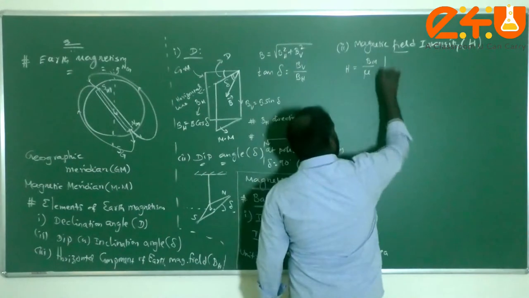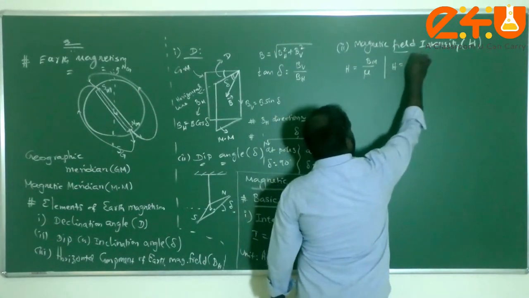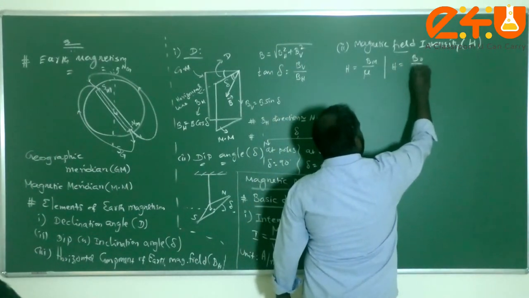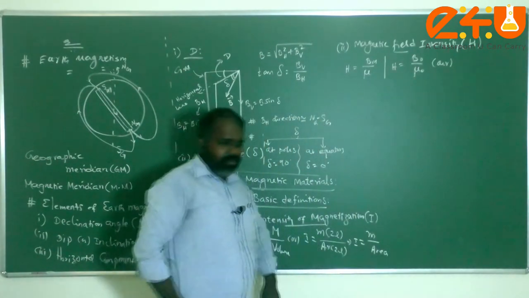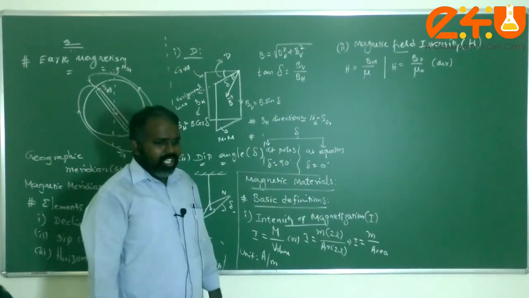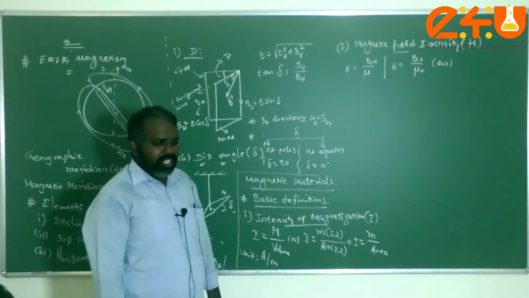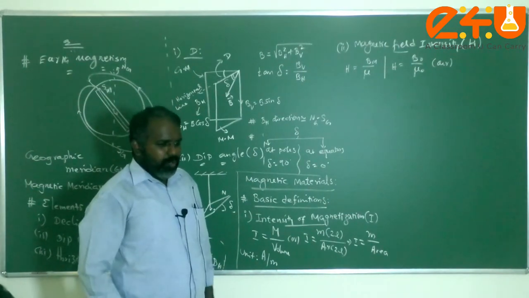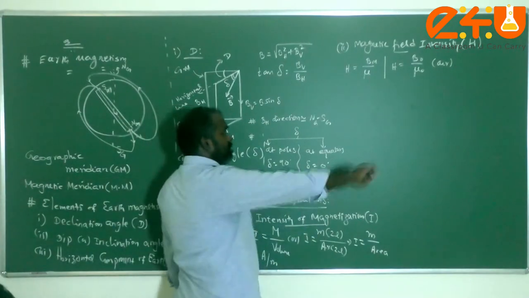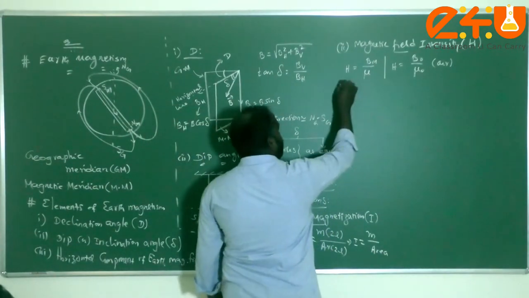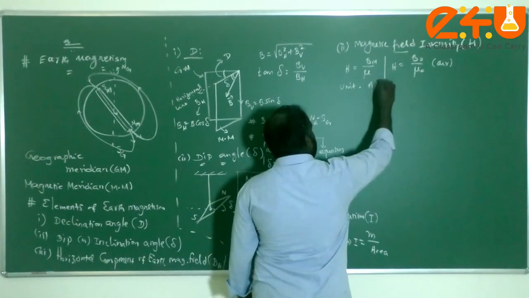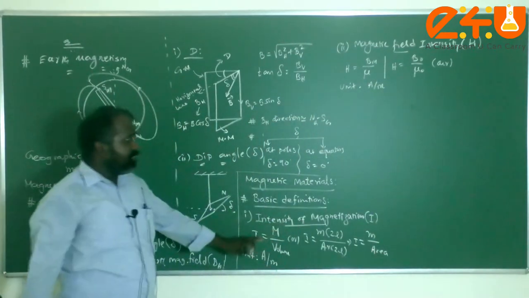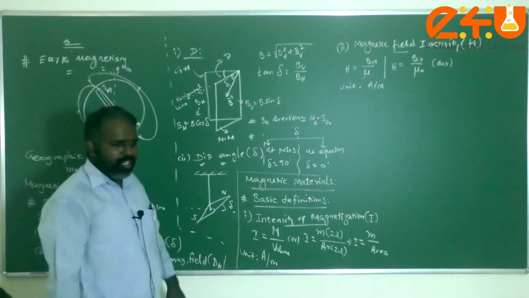Another one is H is equal to B naught by mu naught, if the specimen is placed in air or vacuum. Placed in what, children? Air or vacuum. In that case H can be written as B naught by mu naught. Okay children, this is the second definition. And the unit is the same as for intensity of magnetization, that is, ampere per meter.